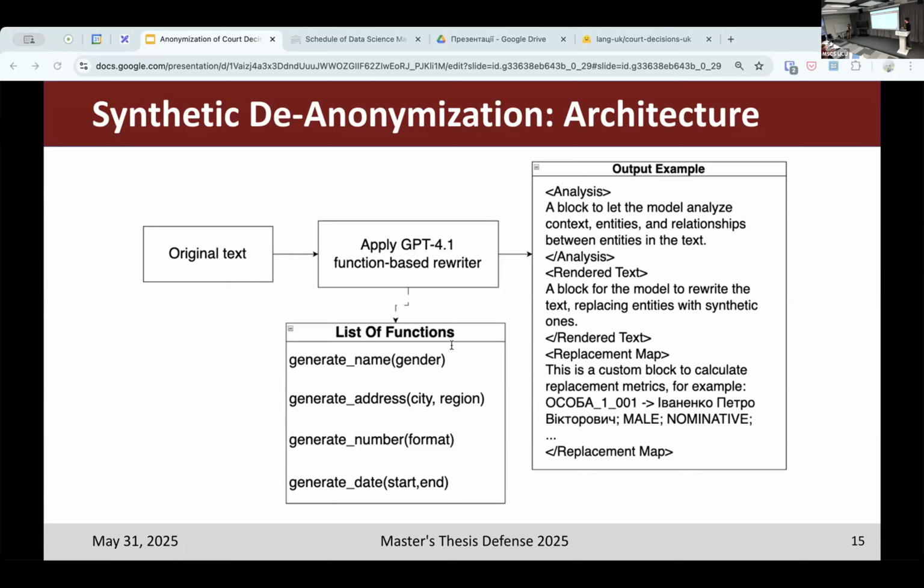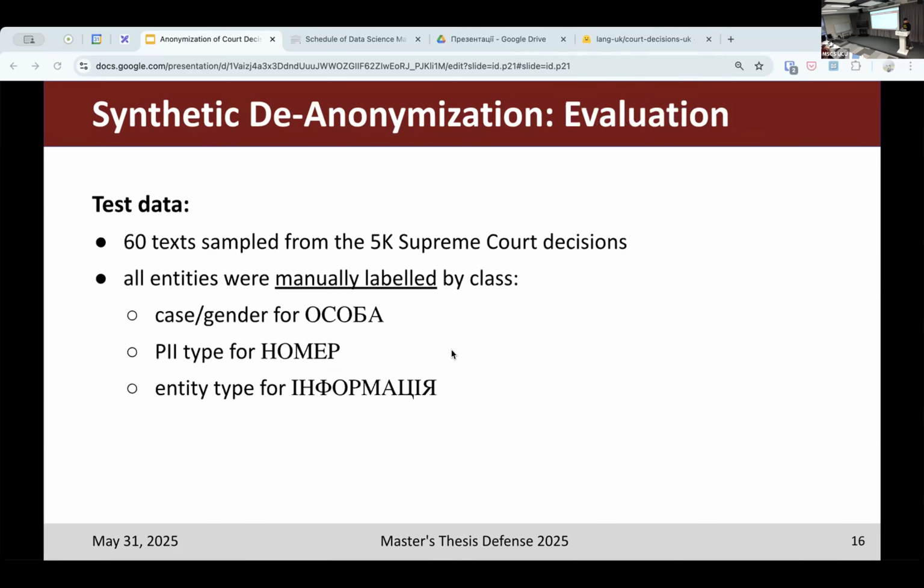And you can see that our output for synthetic generation consists of 3 main blocks. Analysis block, when we let LLM analyze the relationships between entities and the general context of the court case. The render text, when a model rewrites a text and replaces the entities. And replacement maps, for example, you can see that Osoba 1 was replaced with Ivanenko Petro Viktorovich. Its grammatical gender is male and the grammatical case is nominative. We later used this block to evaluate the synthetic de-anonymization performance.